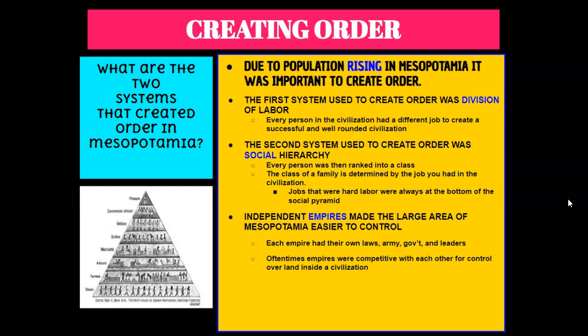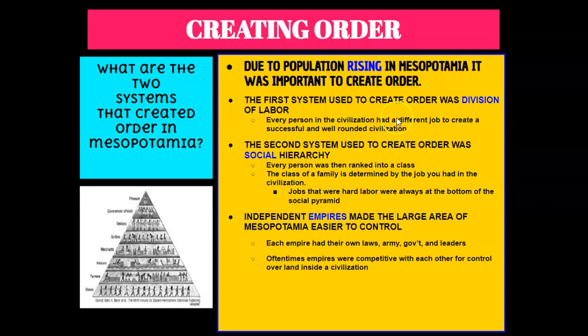Creating order. Due to the population rising in Mesopotamia, it was important to create order. That is the purpose of government, my loves, is to maintain order and to keep people safe. The first system used to create order was called division of labor. And this just means that every person in the civilization had a different job to create a successful and well-rounded civilization. But as civilizations start to grow larger and have more people, we need a more complex system of government in order to keep people safe.